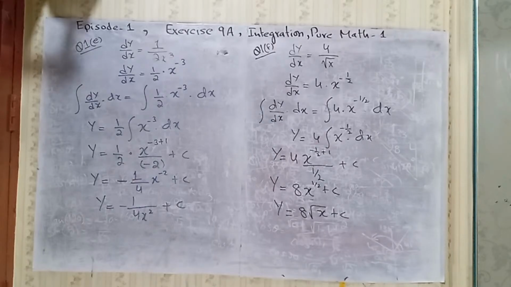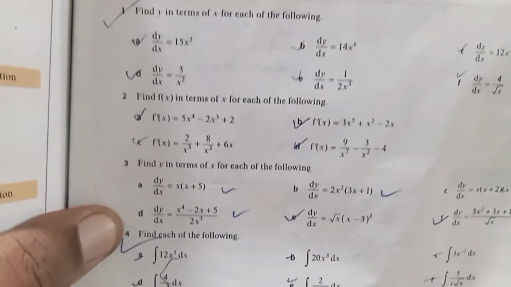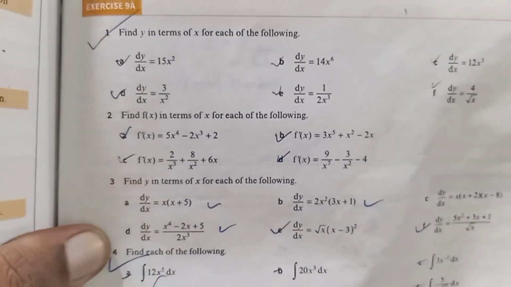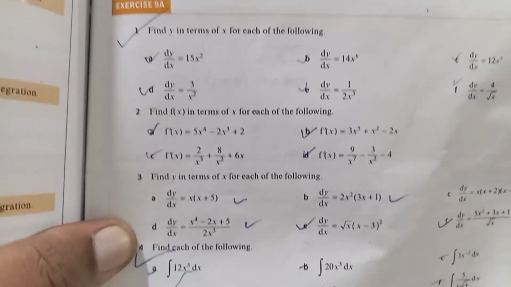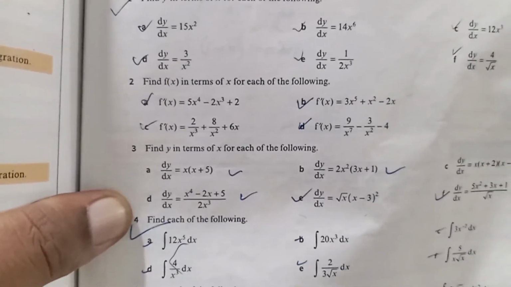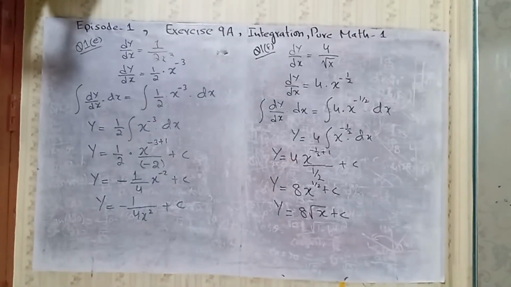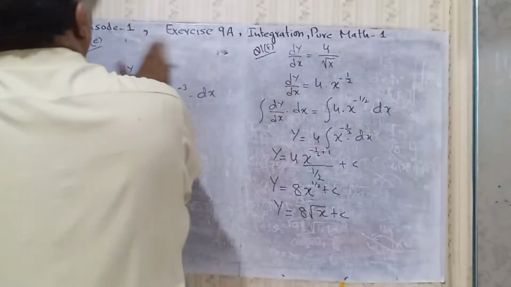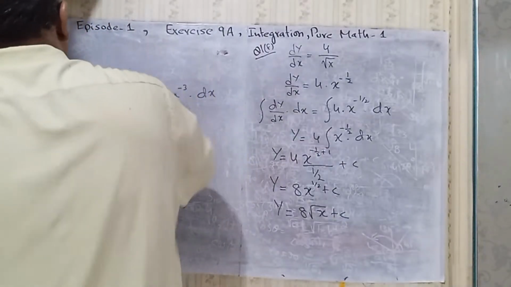Okay, now I'm showing you question number 2. Question number 2 has 4 parts. Find f of x in terms of x for each of the following. Okay, so we have to find out f of x. Okay, so it is given. Now I'm going to attempt question number 2.